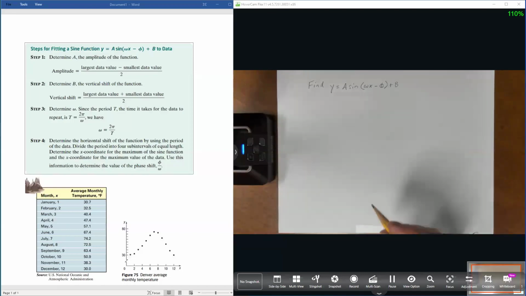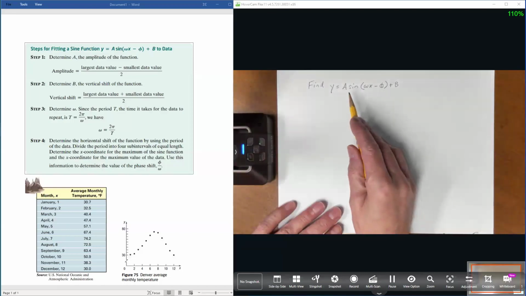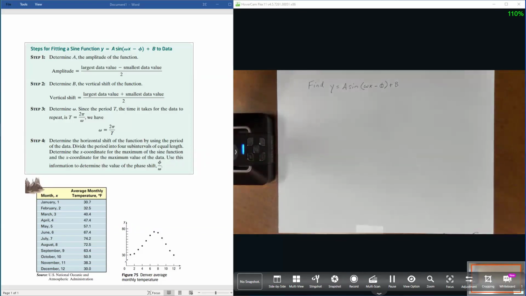Okay, class, here we're going to find a sine function that fits data points. Our data points are going to come from the temperature. The month will represent X, and the average temperature for that month will represent Y. We just need to use these steps to help us find the component parts.